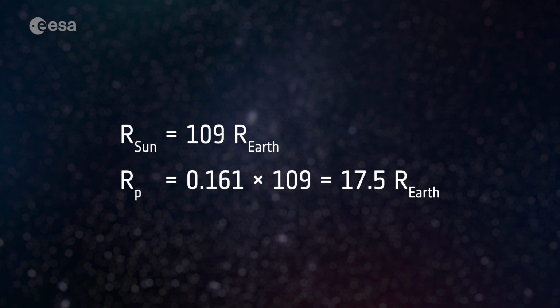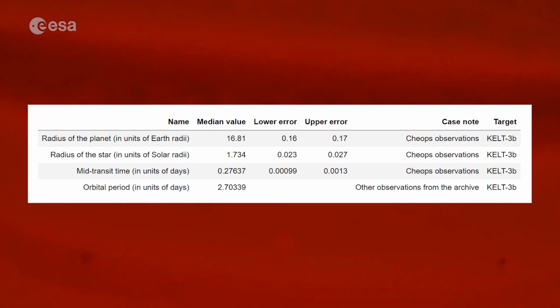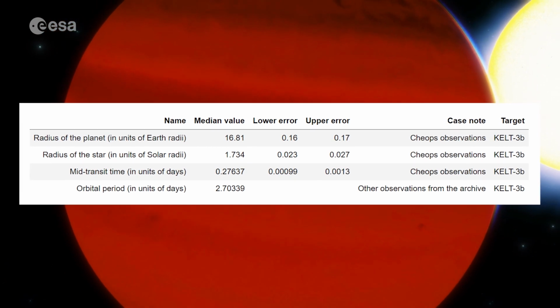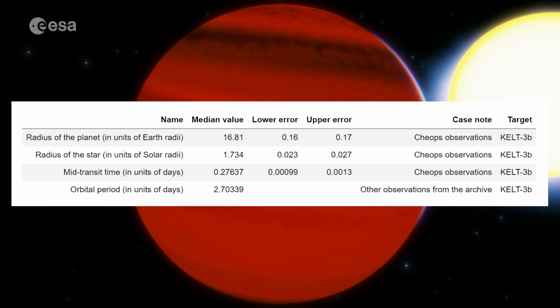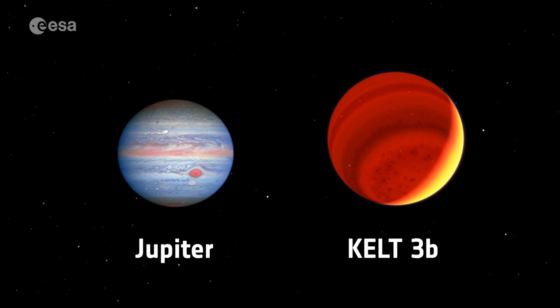That seems pretty big for a planet. How much would that be in comparison to the Earth's radius? Converting the radius of the Sun into Earth radii units, we find that the radius of Cal3b is around 17.5 times the radius of the Earth. Our estimation of the planet's size is spot on and very close to the best fit model output. This planet is very big, even bigger than Jupiter.